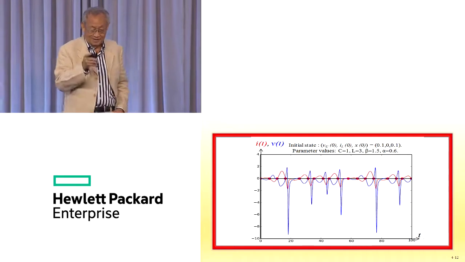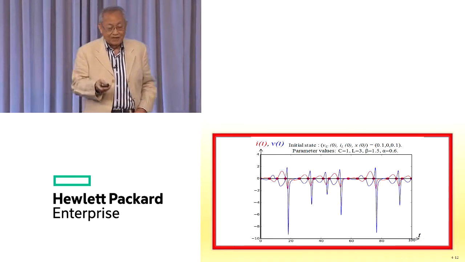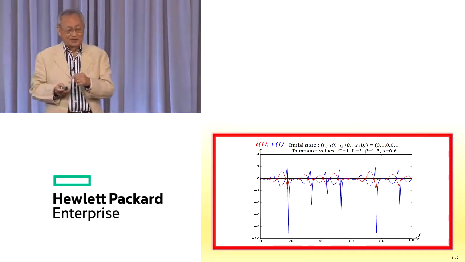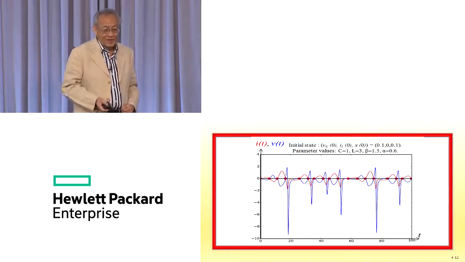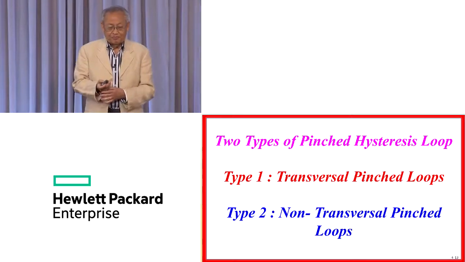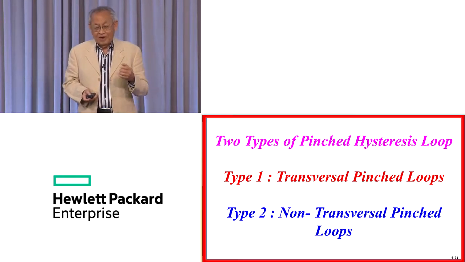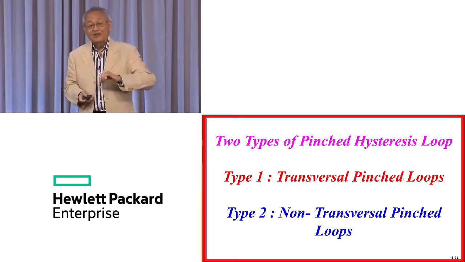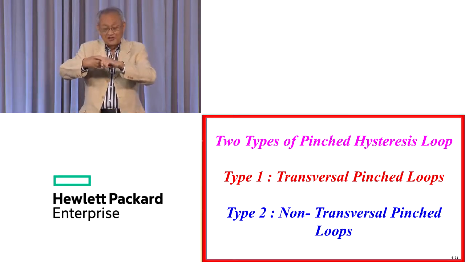So this indicates immediately that it is an active memristor, but more important, it tells you it's current controlled. The independent variable is current. So this is why it's so important. These are signatures, okay? Now, there are two types, by the way, of pinch hysteresis loops. The first one is what I call transversal, which means that the hysteresis loop actually crosses itself. And the second one is called non-transversal, meaning it actually just kisses itself. It's just a tangent. I'll show you.